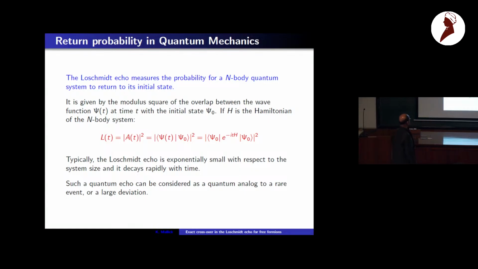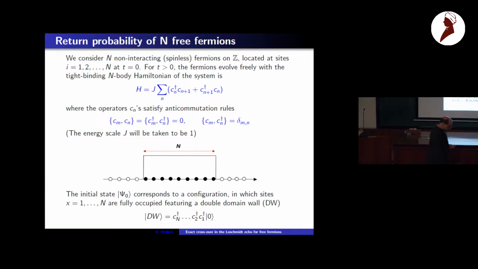Typically, it's not a theorem, this Loschmidt echo is exponentially small with respect to the size of the system. In this sense, it is a rare event to resemble your initial state, and it resembles the idea of a large deviation, but in quantum mechanics. Of course, many of us are interested in large deviations in stochastic processes. I'm going to try to compute only the simplest case of a Loschmidt echo. As you will see, although the problem is simple, the calculations are not so elementary.